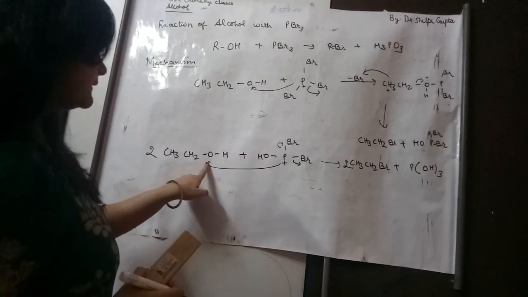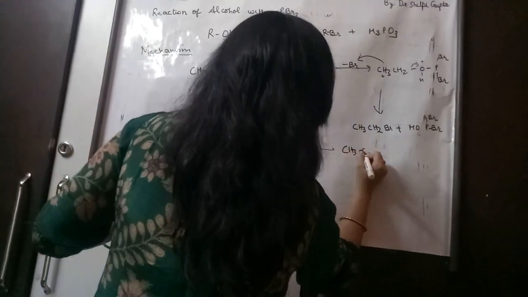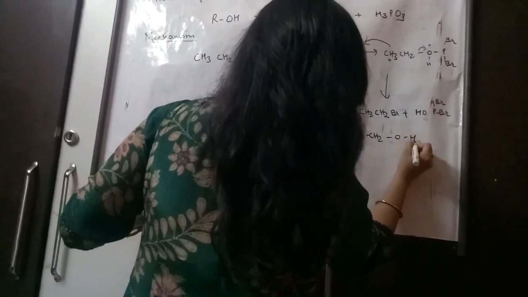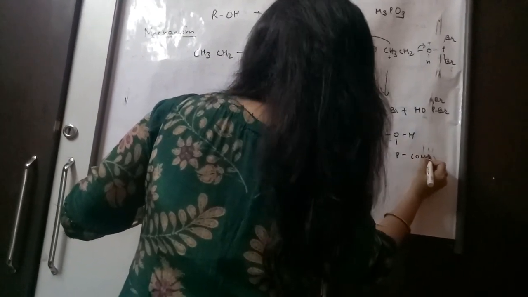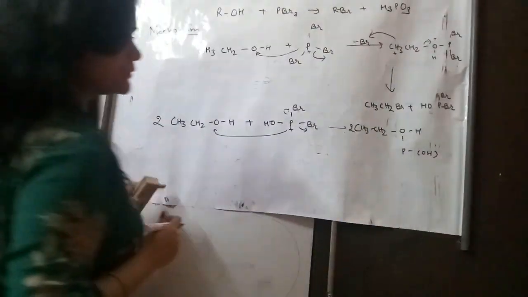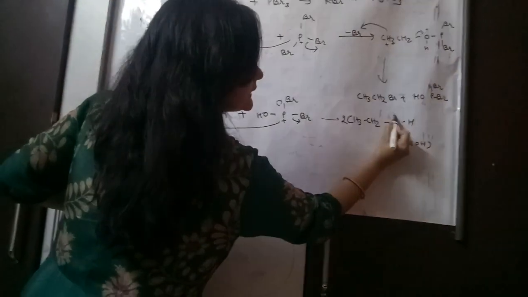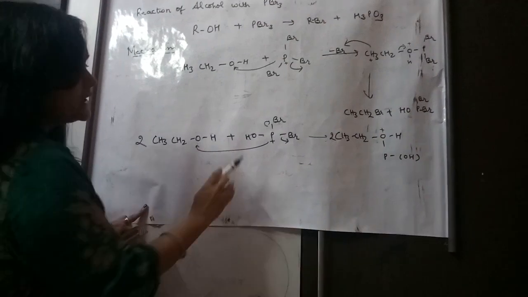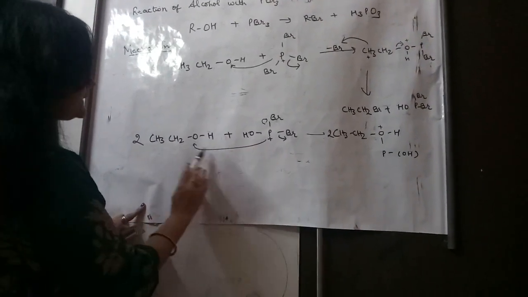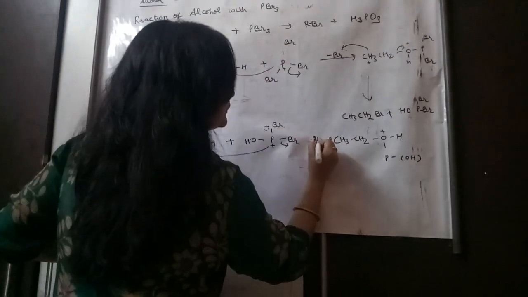How? P will attack here. First let me tell you how it happens. CH3CH2OH, P, OH. Okay, there are 2 molecules. Okay, now what will happen? Then this CH3CH2 will become electron deficient. When 2 atoms of Br are removed, then this will get positive charge. It will attack on the oxygen atom. Okay, and 2 Br have been removed.